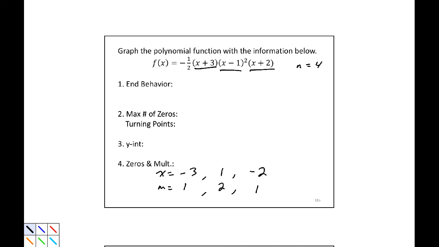So this has an even degree with a leading coefficient that is negative, so that this falls to the left and falls to the right. Now, based on that degree, our maximum number of zeros is 4. Our maximum number of turning points is 3. And then we need to find f of 0 for our y-intercept.